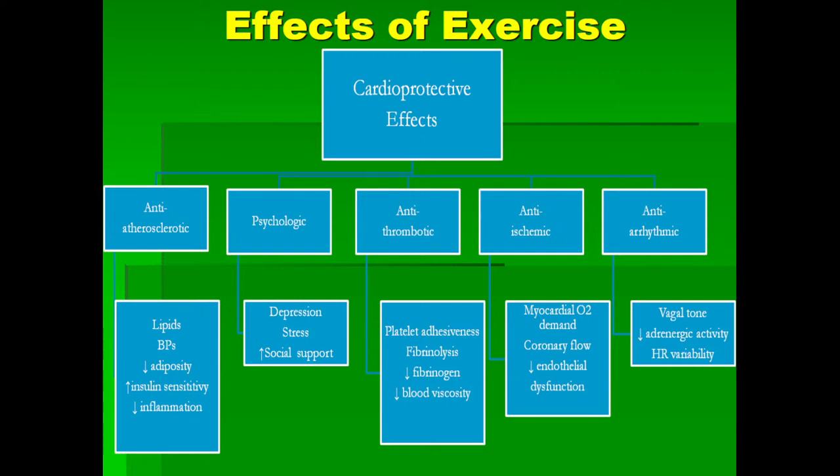In this illustration, you can see cardioprotective effects of exercise. What happens when a person does systematic exercise? It has an antisclerotic effect. Decrease the concentrations of lipids, cholesterol, low density and very low density. Decrease adiposity. Increase insulin sensitivity and also have an anti-inflammation effect. Psychologically, it has an anti-depression, anti-stress effect and increases social support.